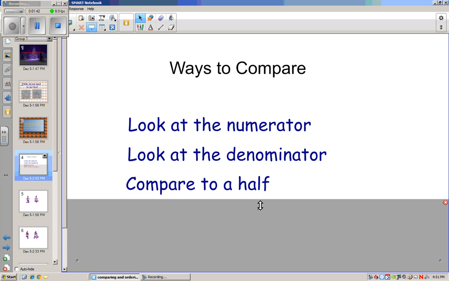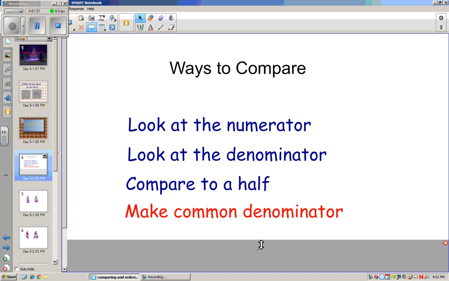Our third one we're going to talk about is comparing each of the fractions to a half. Is it bigger than a half? Is it smaller than a half? If one is smaller than a half and one is bigger than a half, right there you can tell which way you should be going. And the last way, which we're not going to talk about tonight but will talk about in the next day or two, is to make common denominators with the fractions, and then you can compare them directly.